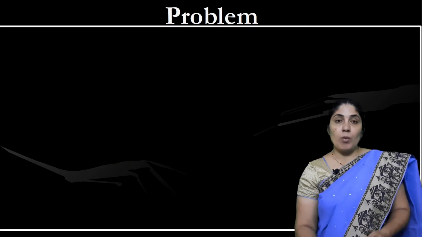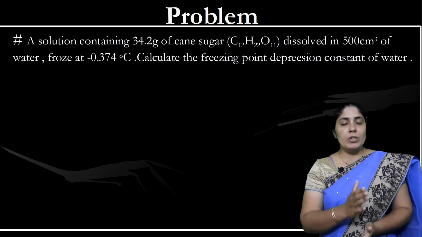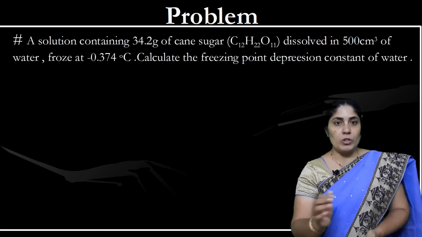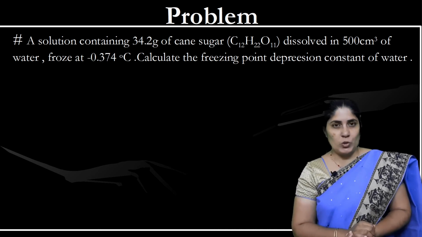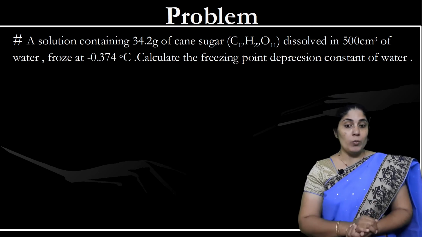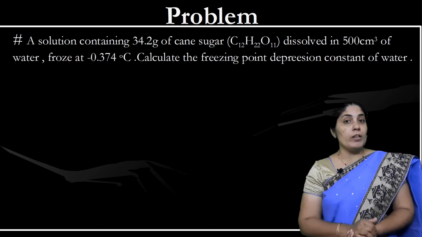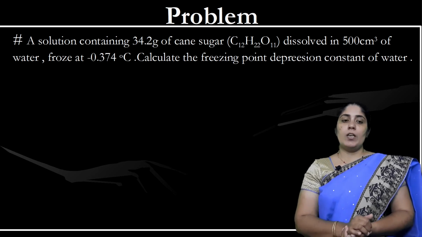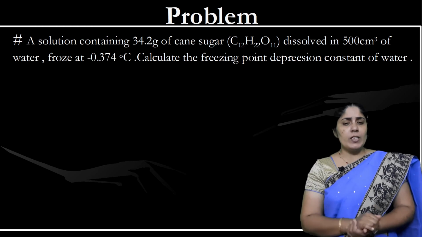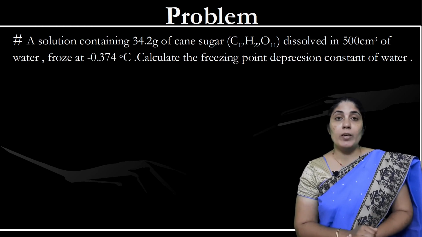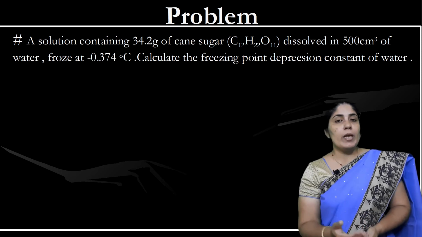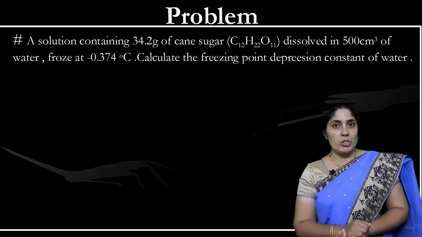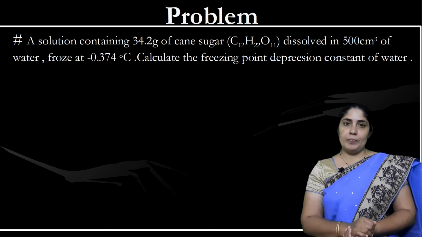Let's work out a problem here. A solution containing 34.2 gram of cane sugar with a formula of C12H22O11, which you already know, is dissolved in 500 cubic centimeter of water. This freezes at minus 0.374 degrees Celsius. Calculate the freezing point depression constant of water.